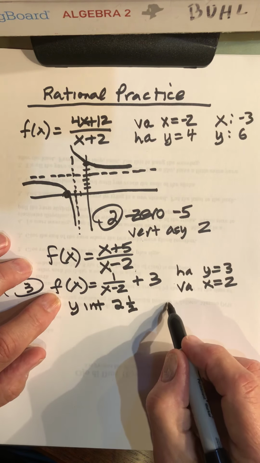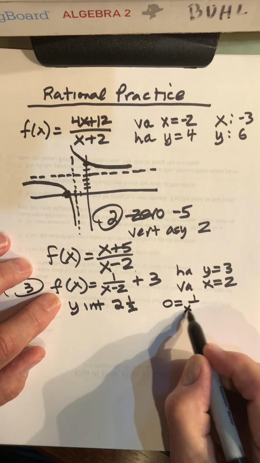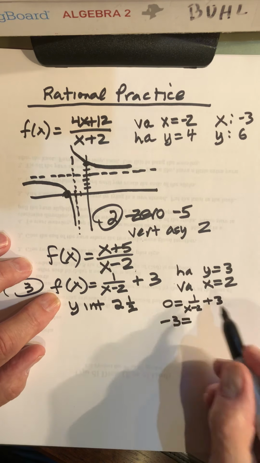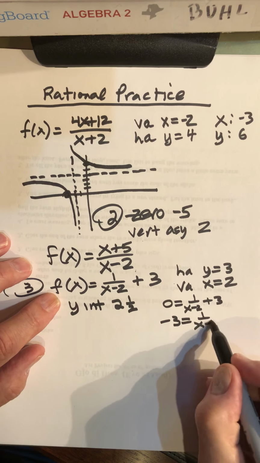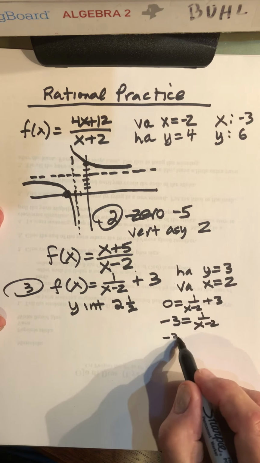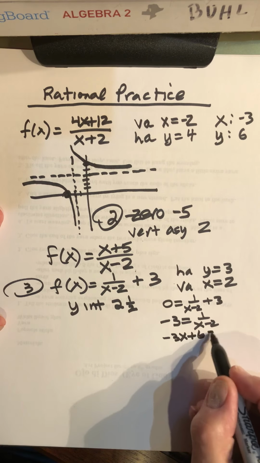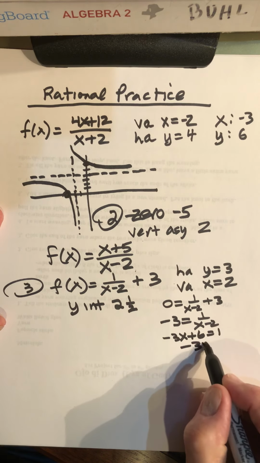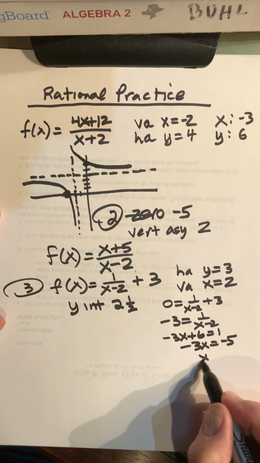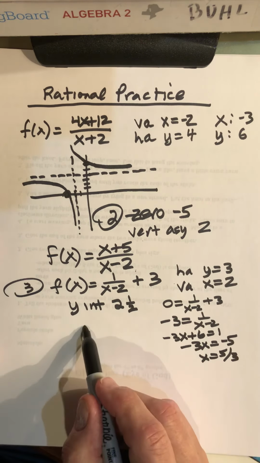So that's going to be 0 equals 1 over (x minus 2) plus 3. That's going to be -3 equals 1 over (x minus 2). I'm going to multiply both sides by that (x minus 2). That's going to give me -3x plus 6 equals 1. So -3x equals -5, and x equals 5 over 3. Okay, there is an x-intercept.